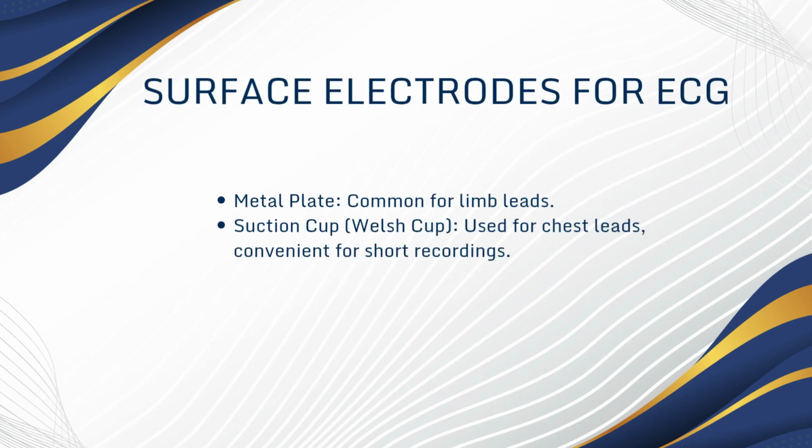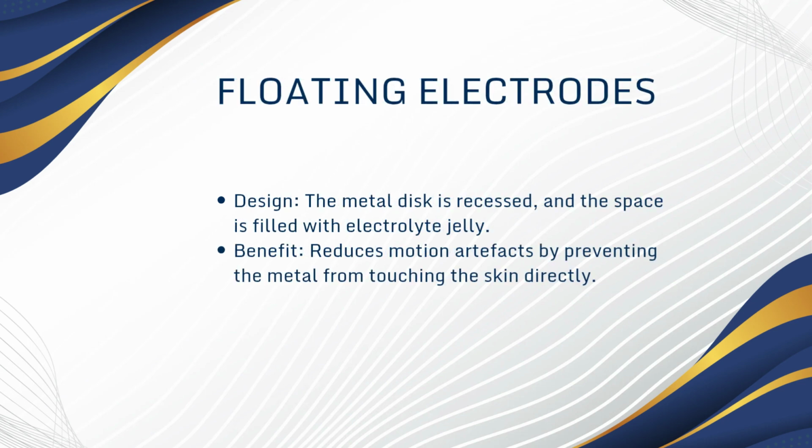For a standard ECG, we use surface electrodes. You might see metal plates for the limbs or suction cups, Welsh cups, for the chest. These are great for quick diagnostic checks, but they aren't ideal for long-term monitoring because they can slip or dry out. To reduce movement noise, we use floating electrodes.